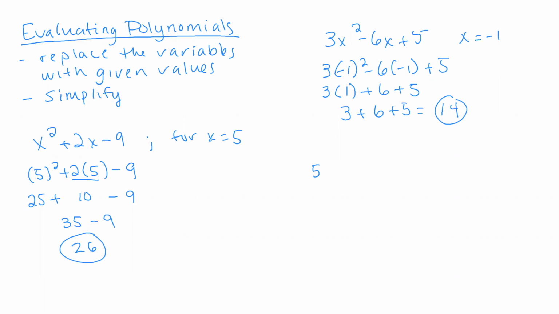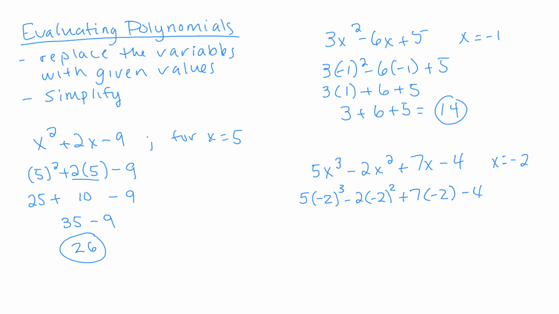So let's say we have 5x to the third minus 2x squared plus 7x minus 4. And we're going to evaluate this for x is -2. Okay. So again, use parentheses. We would get 5 times -2 for x cubed minus 2 times -2 for x squared plus 7 times -2 minus 4. Whoops, the first one should be cubed.